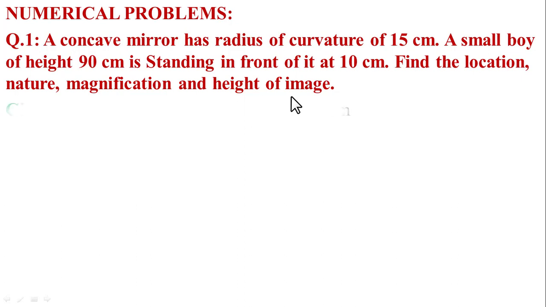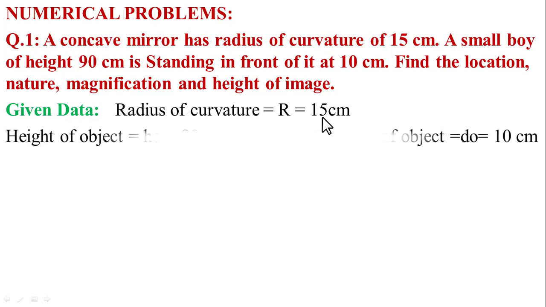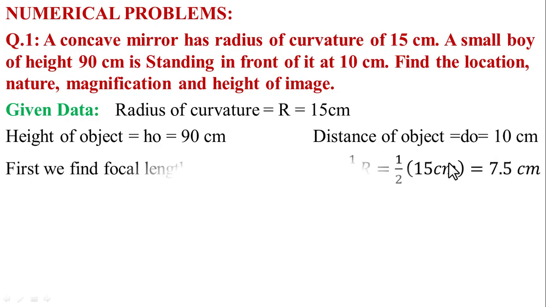So first of all, write the given data. Radius of curvature R is equal to 15 centimeter. According to definition, radius of curvature is denoted by R and it is twice the focal length. Now, height of object h naught is equal to 90 centimeter and distance of object d naught is equal to 10 centimeter. Now, first of all, we find the focal length.